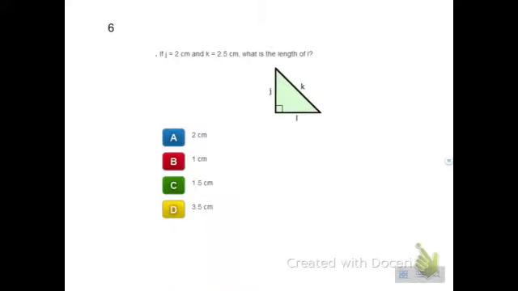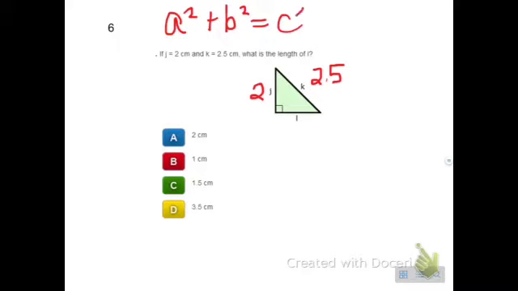Number 6, if J equals 2, so let's put a 2 there, and K equals 2.5, let's put a 2.5 there. What is the length of L? Well, I know I want to find L, and it's in a right triangle. We know two sides, so we can use the Pythagorean theorem, which is A squared plus B squared equals C squared. Remember that C always has to be your hypotenuse.